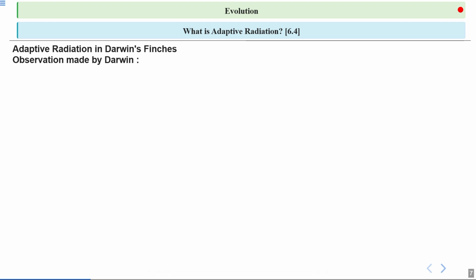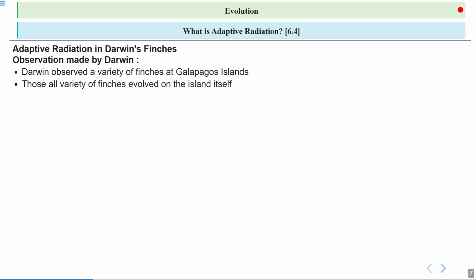Okay. Now, what was the observation made by Darwin? Darwin observed a variety of finches at the Galapagos Islands. A variety of finches means these finches varied in their beak size and shape. All of these finches evolved on the island itself. Now, let's talk about the evolution process of these Darwin finches, which is an example of adaptive radiation.